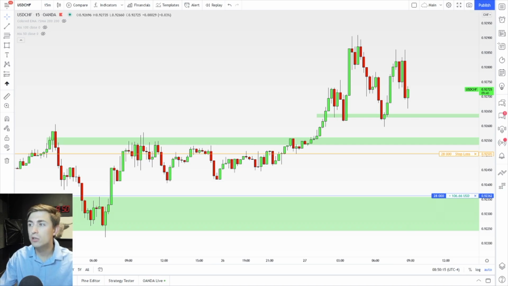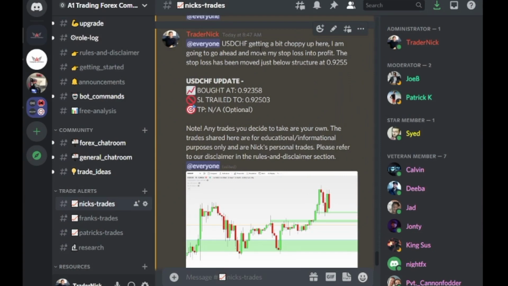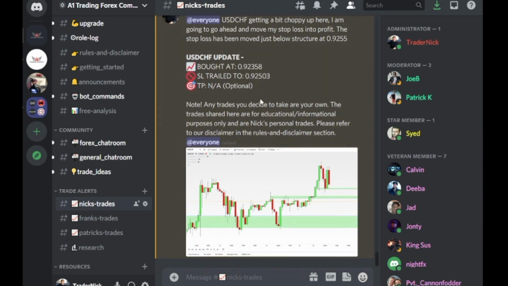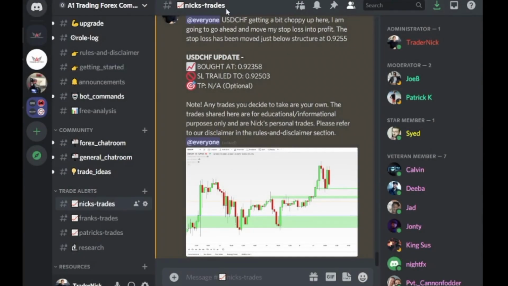Let's also take a look, just so you can see, here is the update that I sent to members. I said dollar Swiss is getting a bit choppy up here. I'm going to go ahead and move my stop loss into profit, and the stop loss has been moved just below structure at 92.55. So there it is. Basically I shared the update with my picture there.